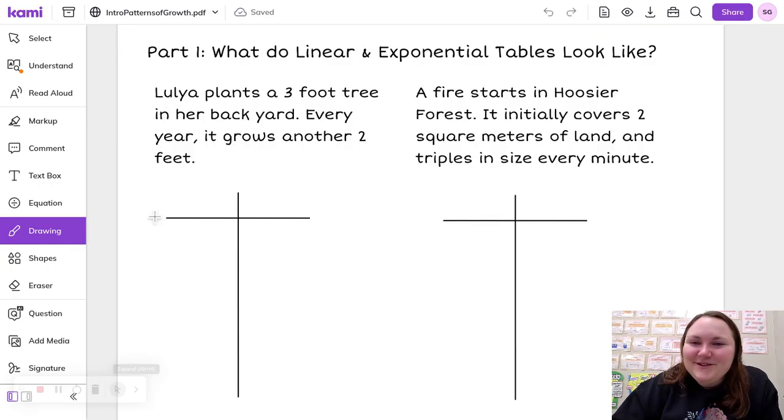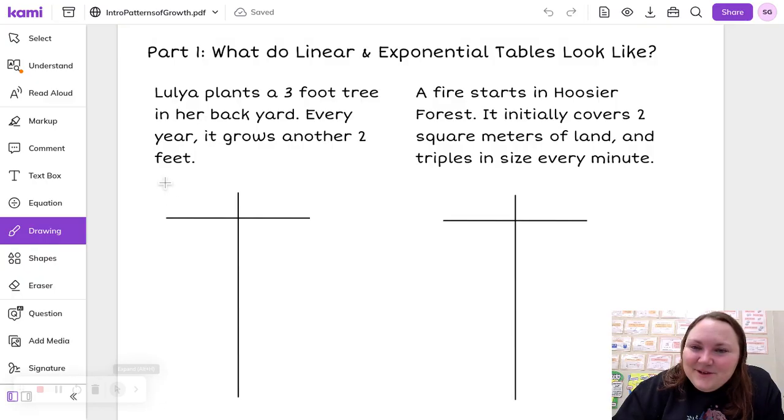We've got our first one, Lulia plants a 3-foot tree in her backyard. Every year it grows another 2 feet. The first thing we're going to do is create a table for this situation. Remember, when you create a table, that first column is always your input, and then the second one is always your output. You could also say independent variable and dependent variable.